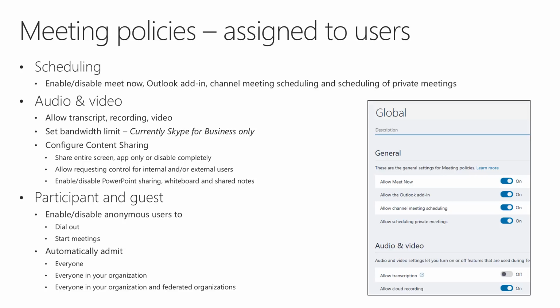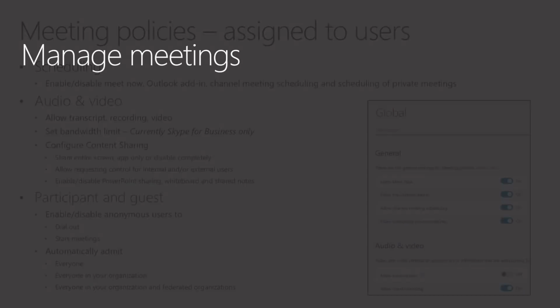For participants and guests specifically, you can enable or disable anonymous users to dial out from meetings or to be able to start meetings. And you can set up how the lobby works: if everyone should be automatically admitted to a meeting, everyone in your organization, or everyone in your organization and in federated organizations. In the following section, we will look at how to manage meetings.